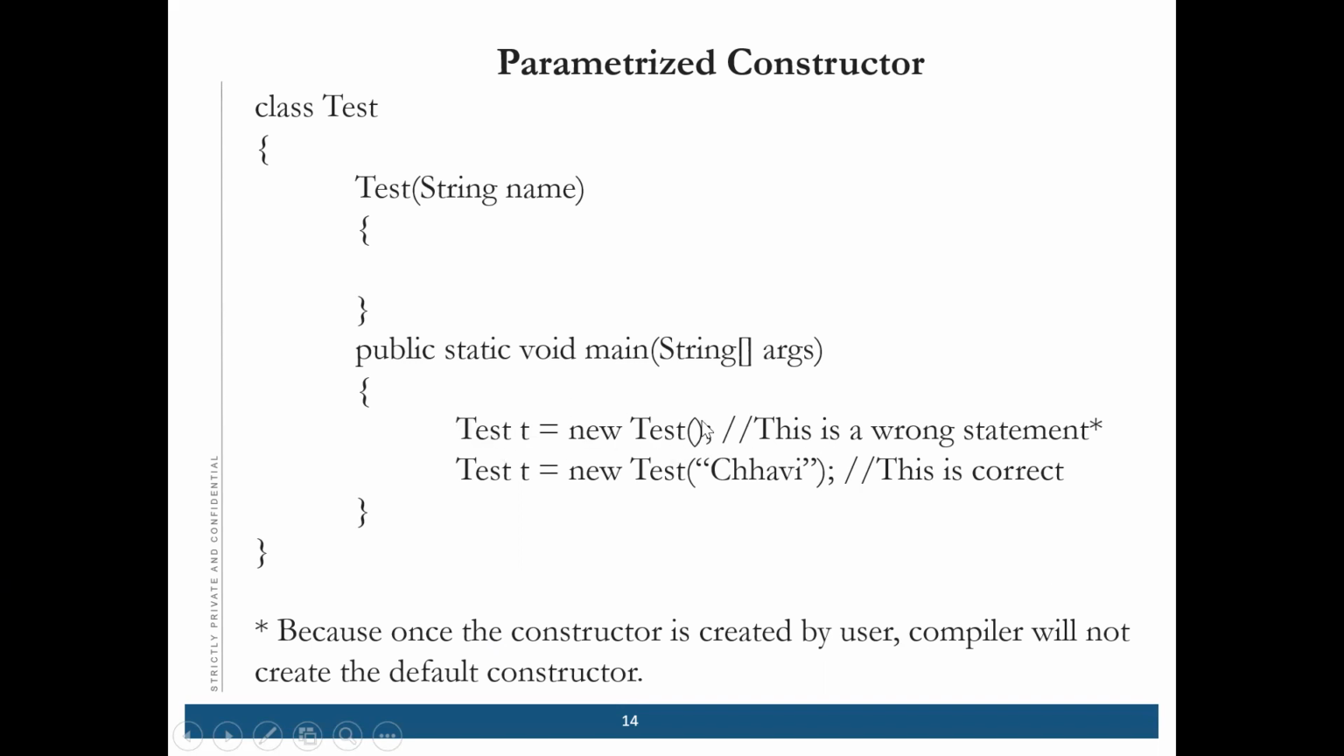So once you have created a constructor, the default constructor doesn't exist. The compiler will not create the default constructor. Clear? Because otherwise they will get confused about which constructor you are calling. So once you have created a parameterized constructor, there is no default constructor and it will not be called like this. Clear, everyone?